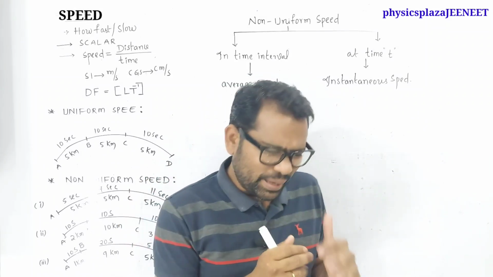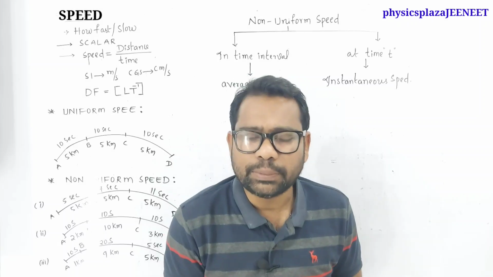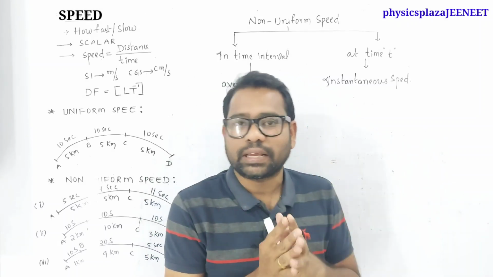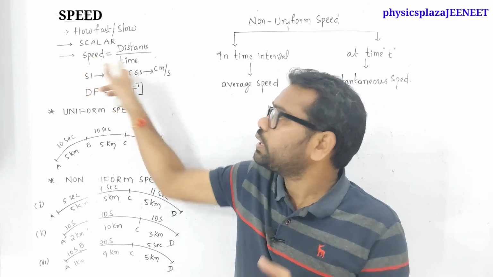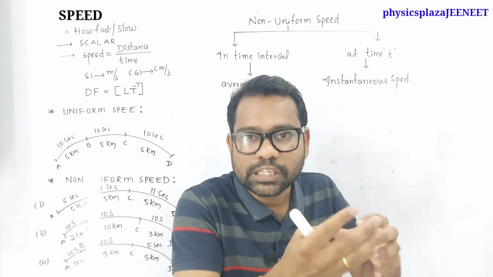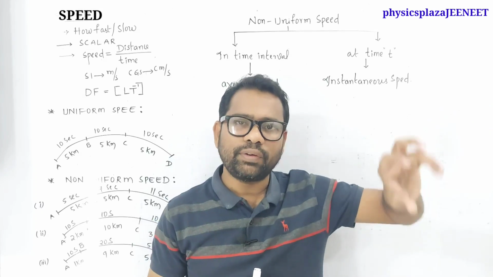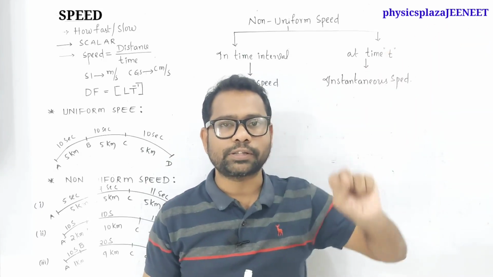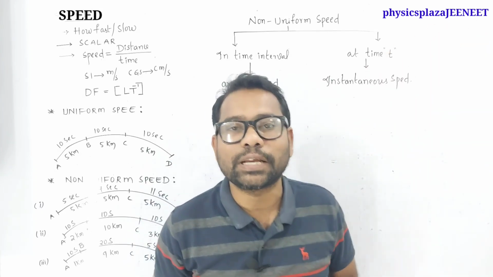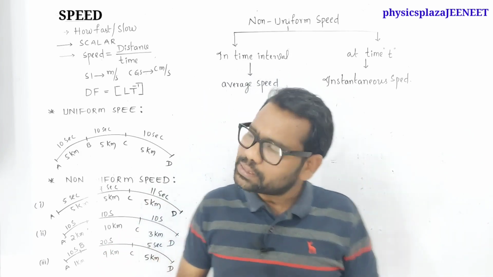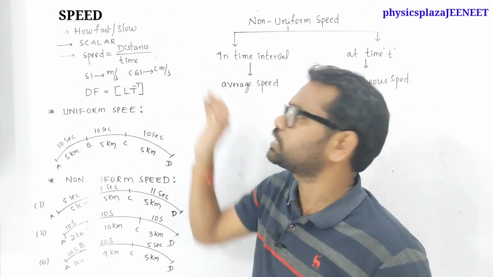The basic definition of speed is generally distance by time. Of course, it is not exactly correct and it is not valid in all cases. Speed equal to distance by time is valid only in a special case, only when bodies are moving with uniform speed. We will discuss this when we talk about the types of speed. Till that time, you can say speed is equal to distance by time.